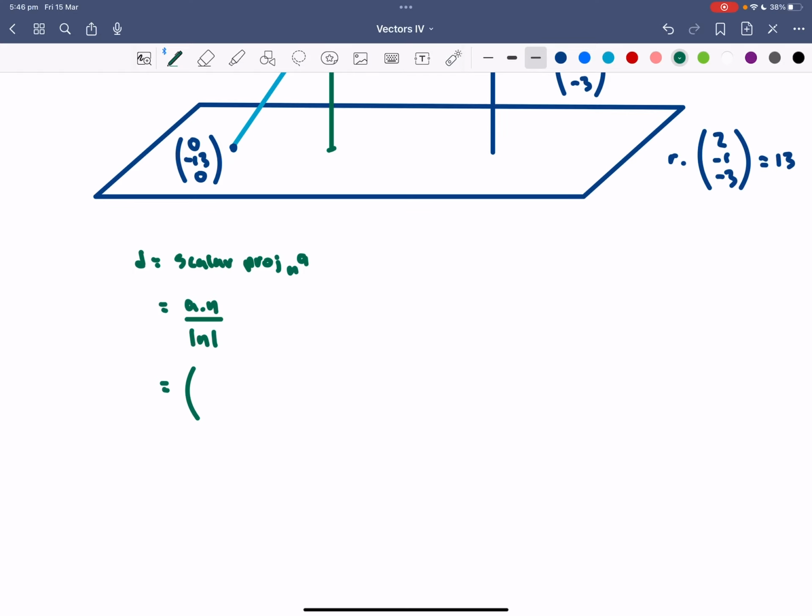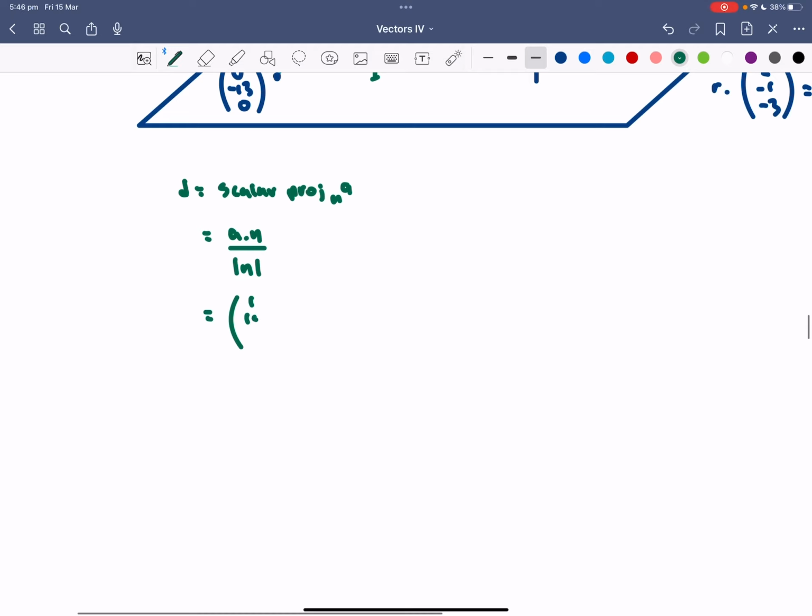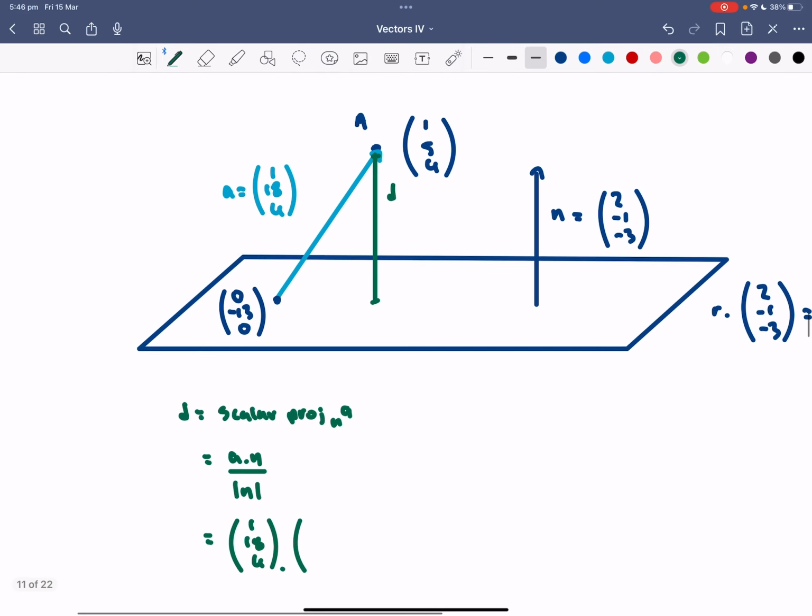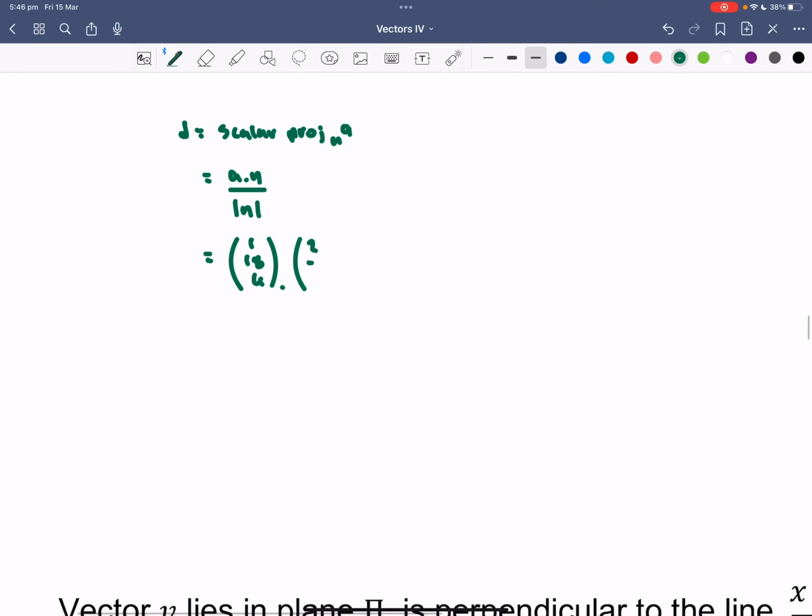So what is our vector A in this case? 1, 18, and 4. And what is our vector N? Our vector N is 2, negative 1, negative 3. So this divided by the magnitude of the normal should give me the minimum distance. So 2 times 1, take 18, take 12, all over root 2 squared plus 1 squared plus 3 squared. Remember, if you get a negative number, you just make it positive. 2 squared is 4, plus 1 is 5, plus 9 is 14.